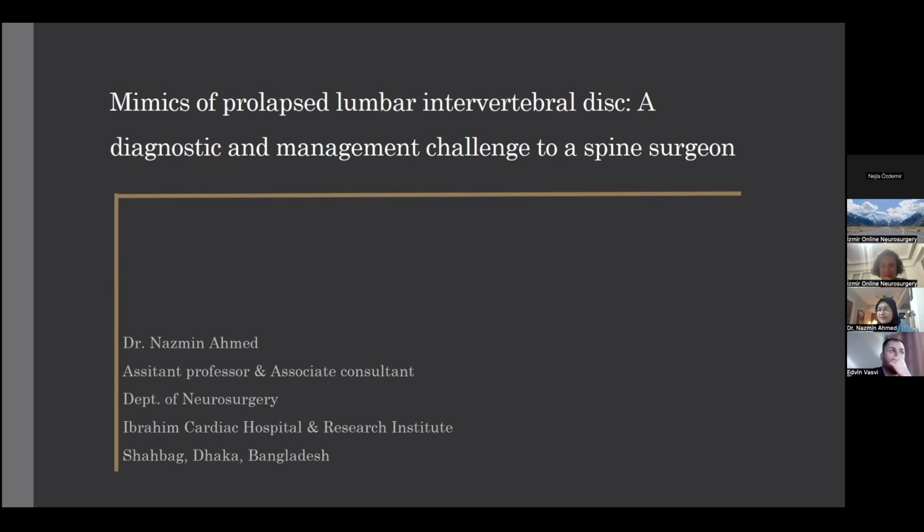So preoperative assessment regarding the diagnosis from neuroimaging bears paramount importance for surgical decision-making and patient outcome. My topic of discussion today will be mimics of prolapsed lumbar intervertebral disc, a diagnostic and management challenge to a spine surgeon.